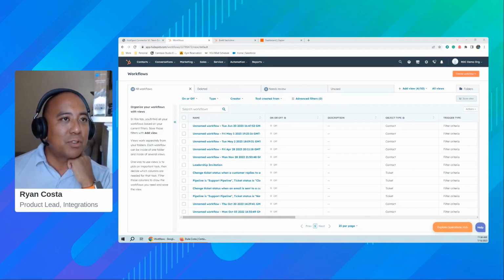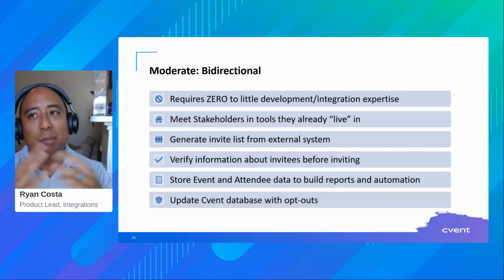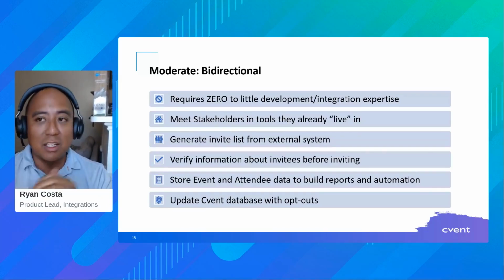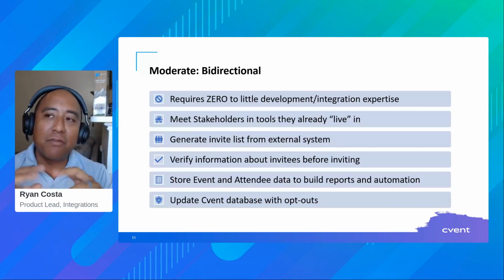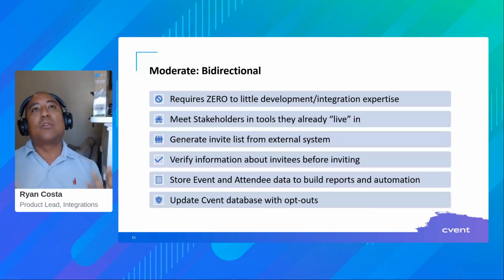So that's sort of that simple use case. Let's look at something a little bit more moderate. Again, I'm using moderate as being something a little bit more bidirectional, meaning you're placing data into Cvent as well as extracting data out of it. I think here it can still possibly have very little development, but it will require stakeholders.